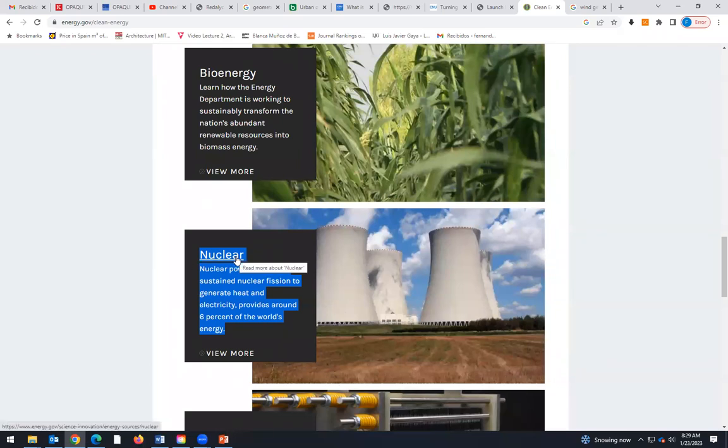So it's clean. It doesn't generate any greenhouse gas. It generates electricity, and it's very efficient, very effective. The problem is safety. Is that a problem? Well, I don't know, but there have been a couple of accidents in nuclear plants, and usually people are scared of nuclear plants.